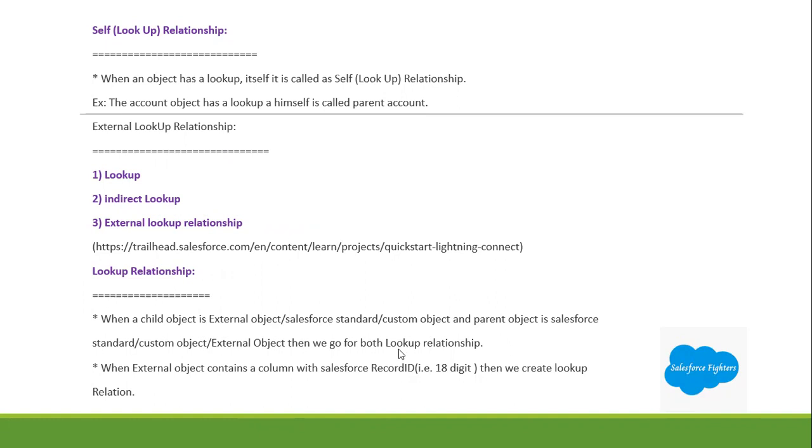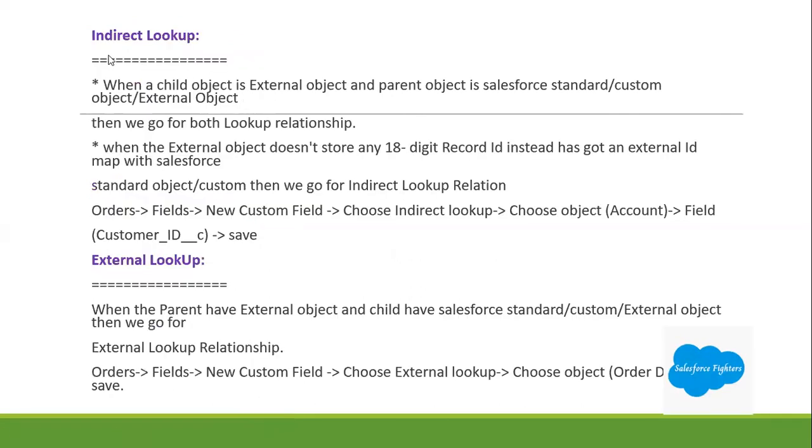Then we go for the lookup relationship. When the external object contains a column with the Salesforce record 18-digit ID, then we create the lookup relationship. Next, indirect lookup. When a child object is an external object and the parent object is a Salesforce standard or custom object, and the external object does not store any 18-digit record ID but has an external ID mapped with the Salesforce standard or custom object, then we go for the indirect lookup relationship.